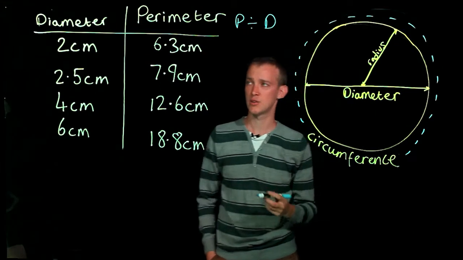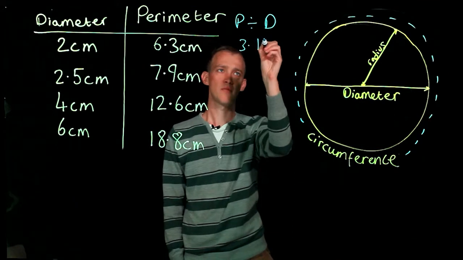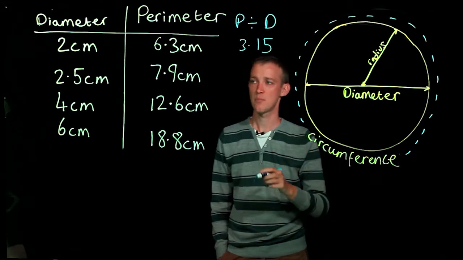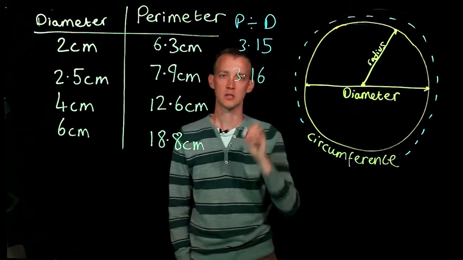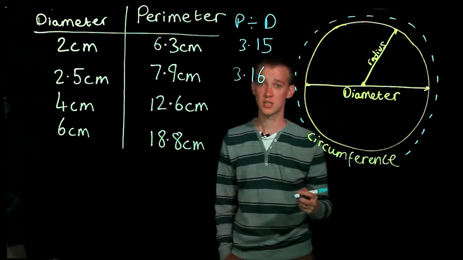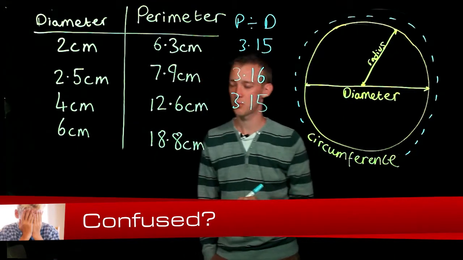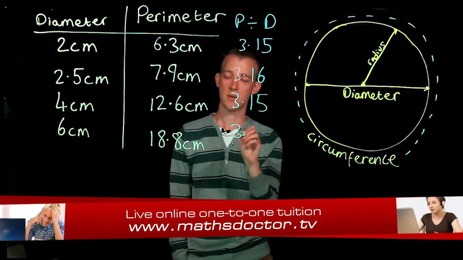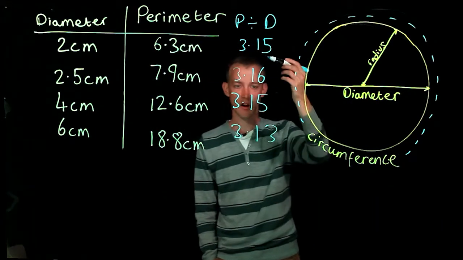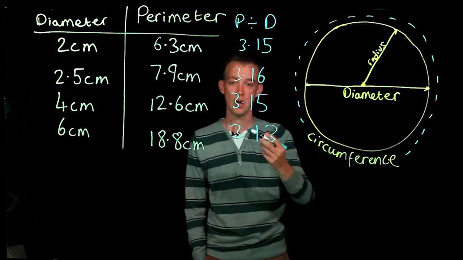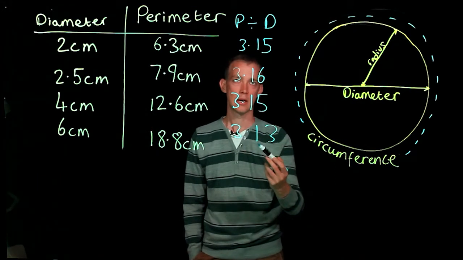So on a calculator, if I do 6.3 divided by 2, I get 3.15. If I type in 7.9 divided by 2.5, I get 3.16. Very close. If I have 12.6 divided by 4, I'll get 3.15. And if I do 18.8 divided by 6, I get 3.13. So, looking at these numbers here, I can see they're very, very close to each other. They both have 3's in the units column, and they both have 1 in the tenths.